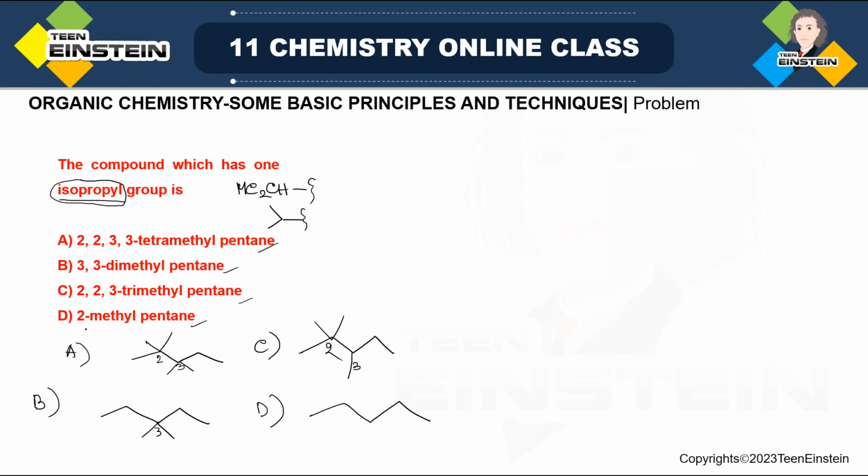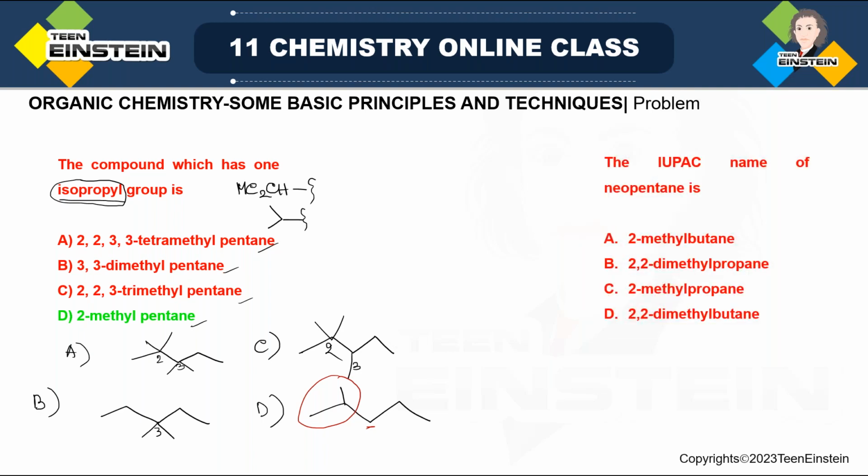The last one, only at 2 position there is a methyl. Now we have the isopropyl group. This is the isopropyl group, Me2CH, which is connected with this carbon. So that is why the last option will be the correct option. Okay. So we'll end with this problem.